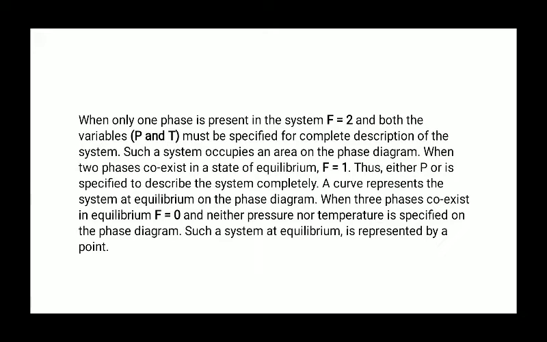When two phases coexist in a state of equilibrium, F = 1. Thus, either P or T is specified to describe the system completely. A curve represents the system at equilibrium on the phase diagram. When three phases coexist in equilibrium, F = 0 and neither pressure nor temperature is specified on the phase diagram. Such a system at equilibrium is represented by a point.